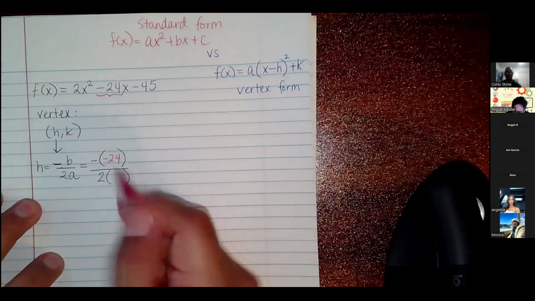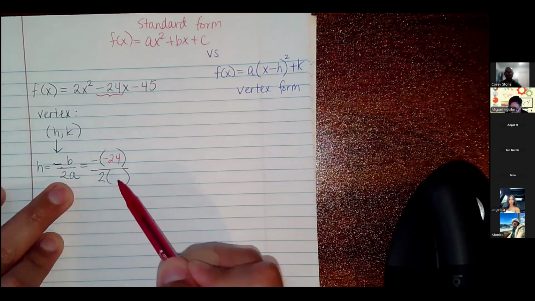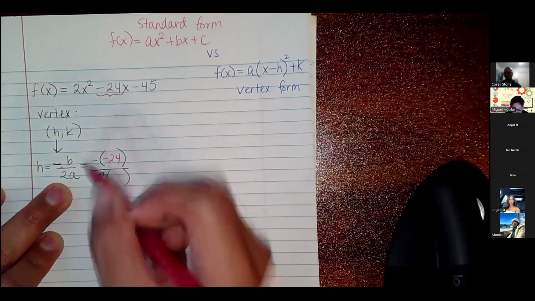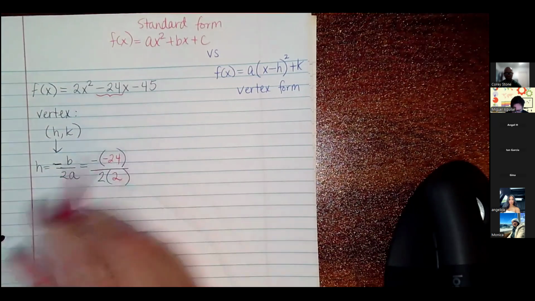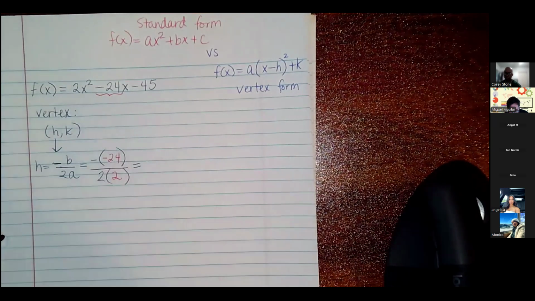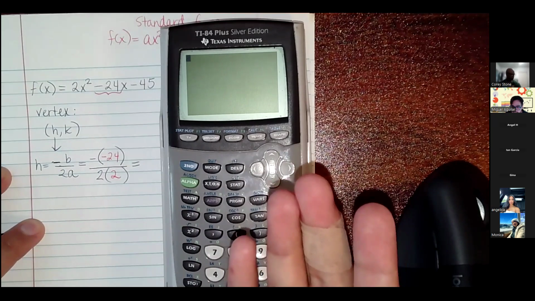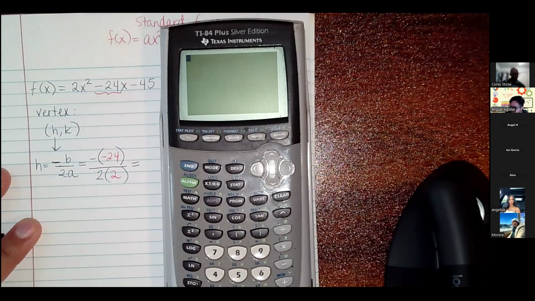So 2a, what is the value of a? 2. Yeah, 2. Okay. So this is one of those things where I said you already grabbed the formula, you already plugged the things in correctly, we remembered our negative sign. Do not stress yourself out by trying to do this by hand. Just type it into the calculator exactly the way it looks.